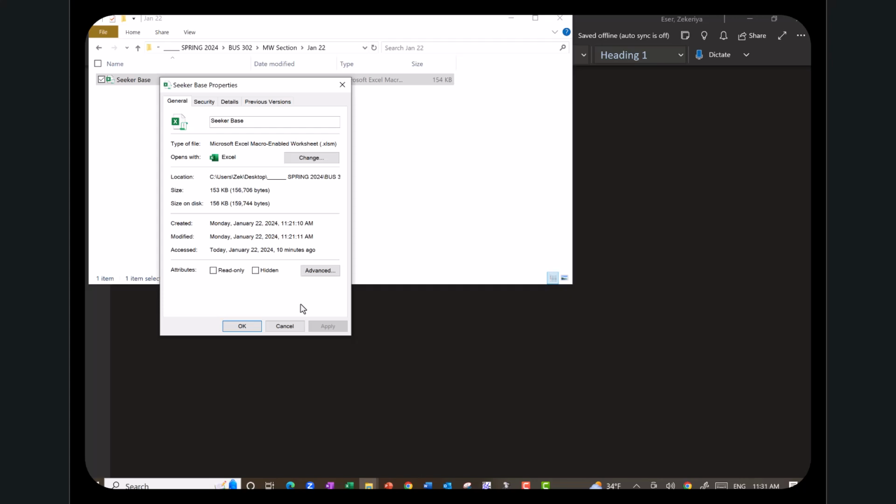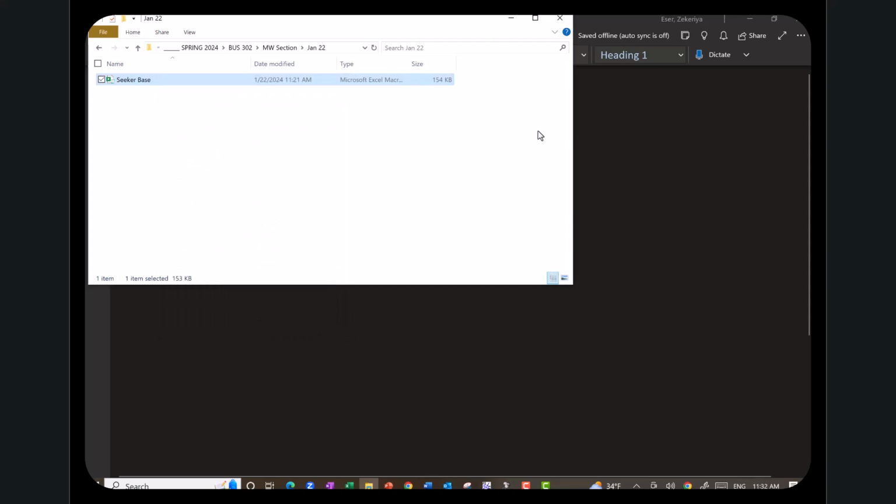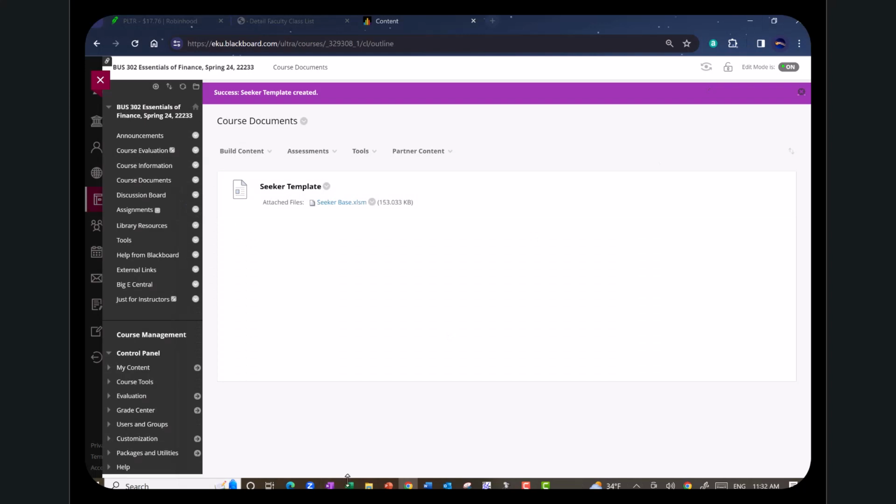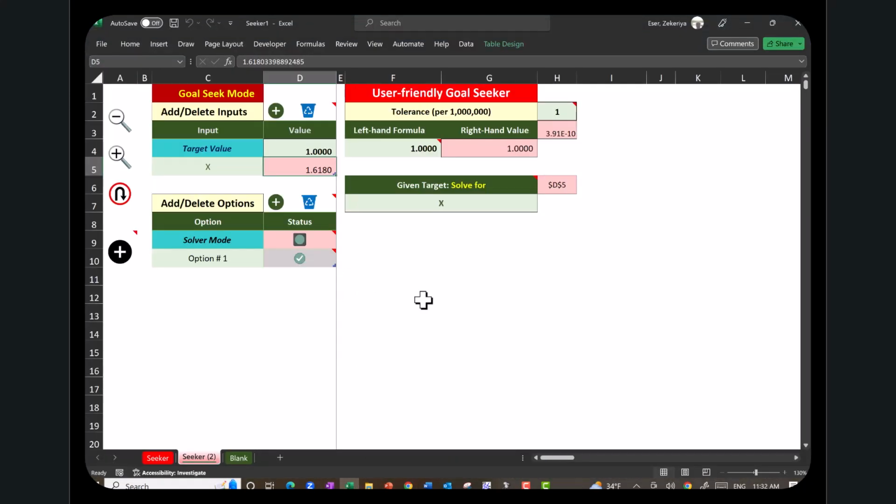Because Excel, Microsoft, is too careful. Sometimes whenever you download a file that has macros in it, by default it disables the macros. You just need to do that. Then you open it. Then you can use those macros. Since I created this file, I didn't download it. It didn't do anything to me.